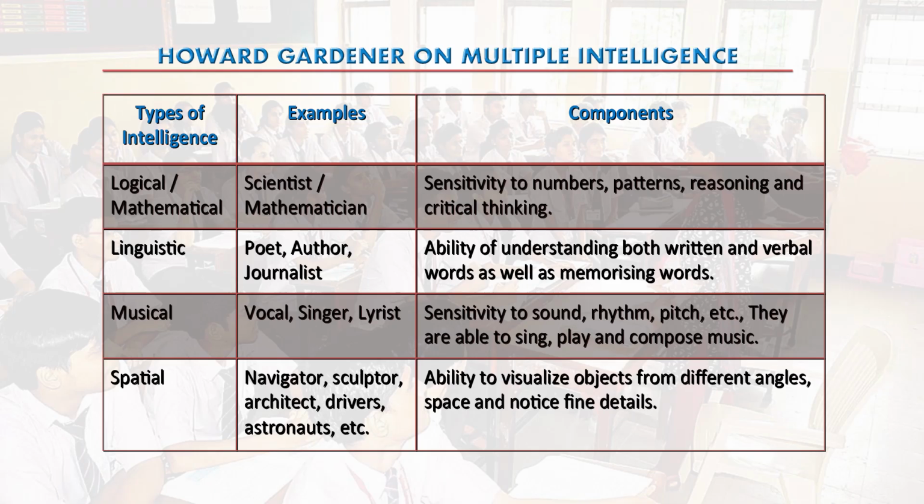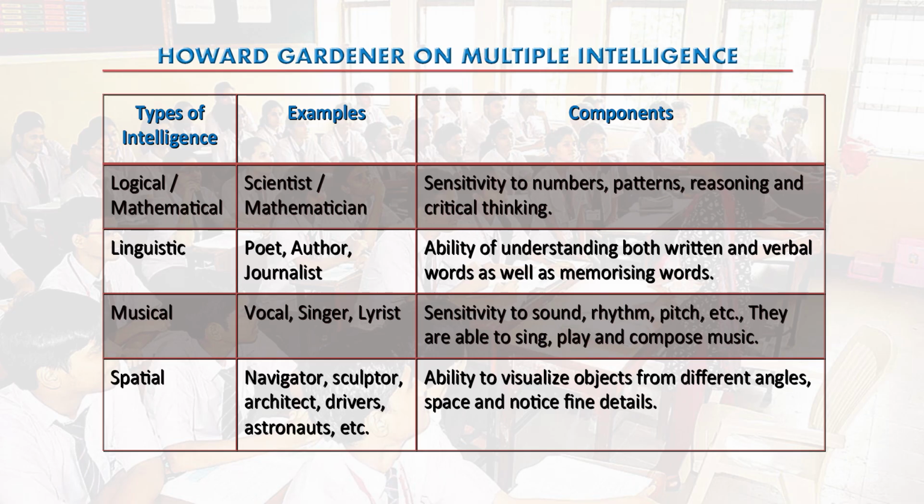Howard Gardner has defined 8 types of intelligence in his theory. First is the logical or mathematical intelligence, and examples of it are always found with scientists and mathematicians. Scientists can solve mathematical problems, and they can solve logical reasoning or think logically also. Mathematicians can also do these things.